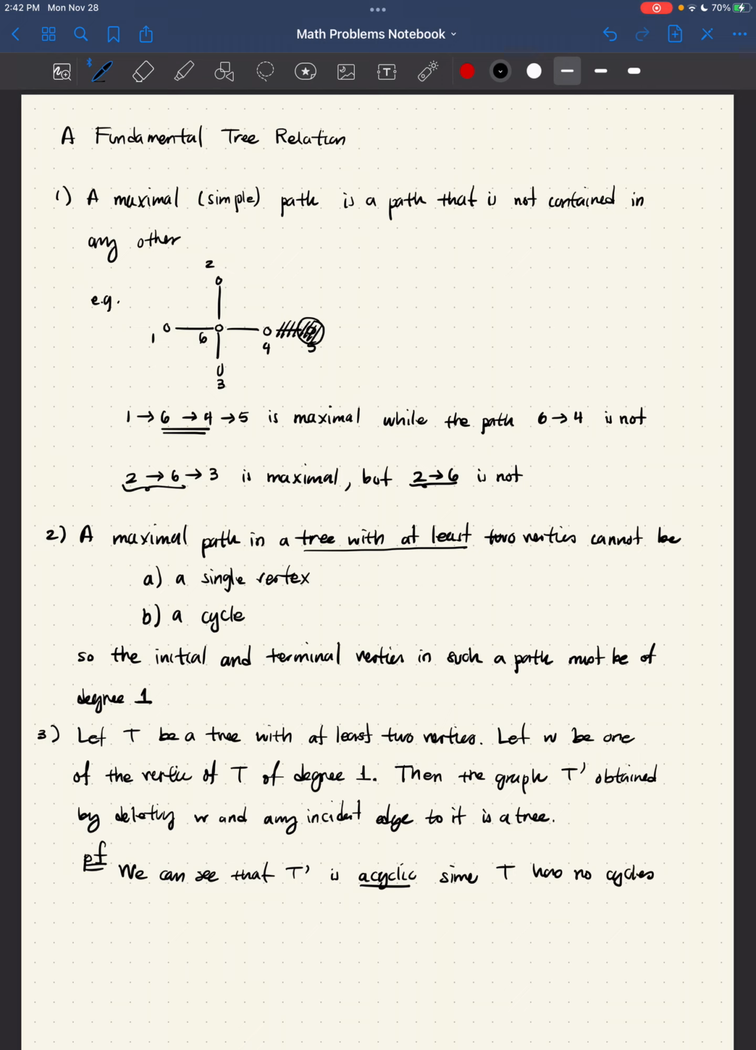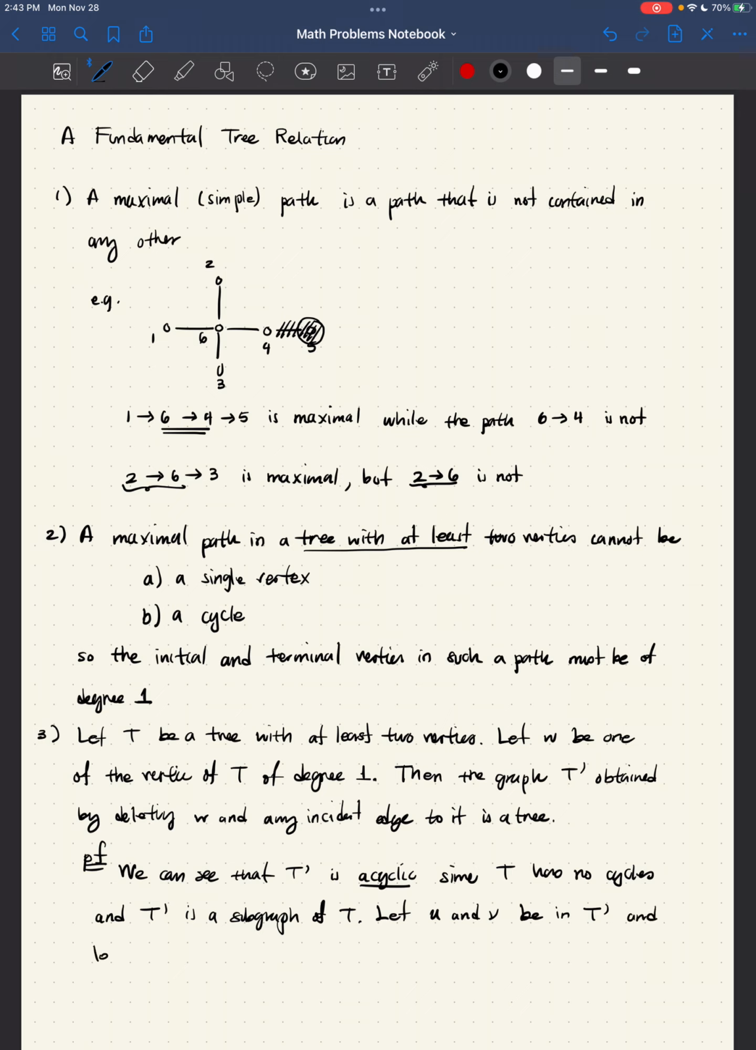Right? And T prime is a subgraph of T. Now, from here, we're going to do the following. Let U and V be in T prime. The only thing that remains for us to demonstrate is that T prime is connected, for T prime to be a tree.